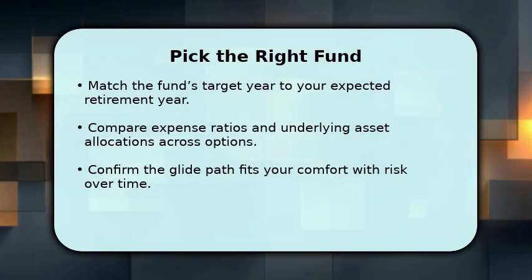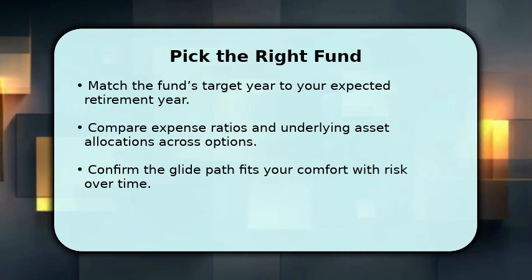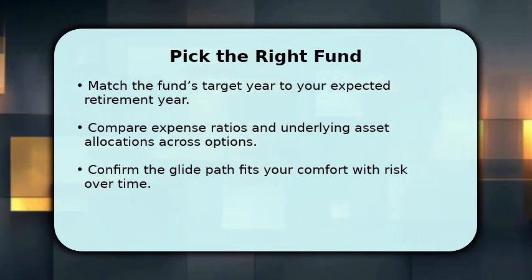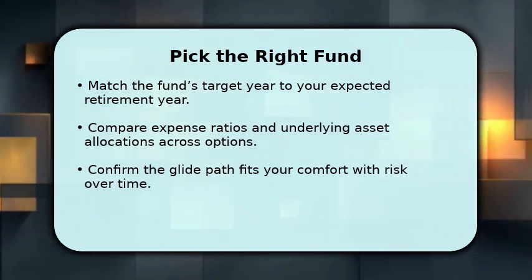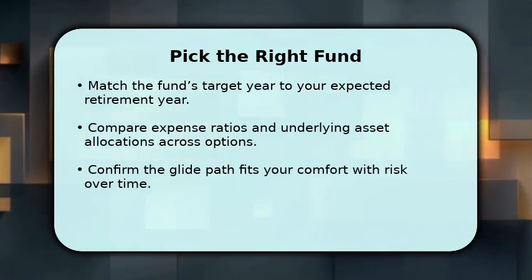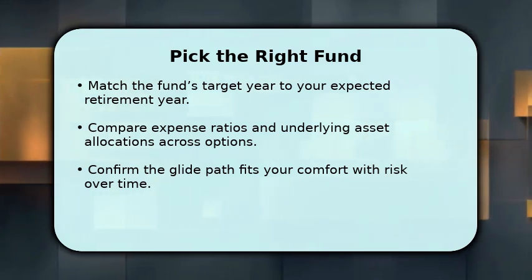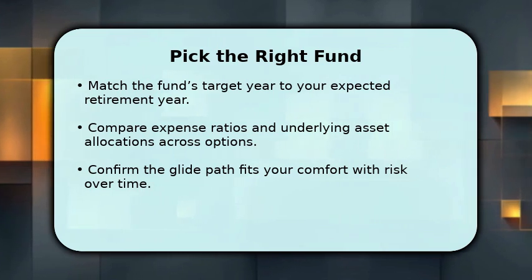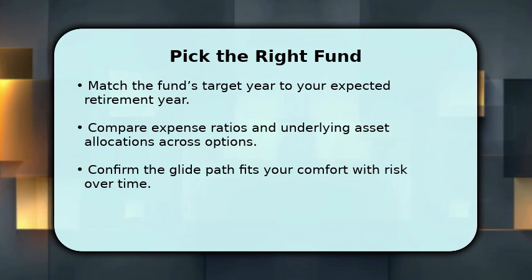Begin by matching the fund's target year to your retirement timeline and personal goals. Compare expense ratios, holdings, and the glide path to see how the fund becomes more conservative over time. Check whether you prefer a fund invested in stocks versus bonds at different stages. Factor in tax efficiency and any minimum investment amounts, then pick the fund ticker that best matches both your horizon and risk comfort.